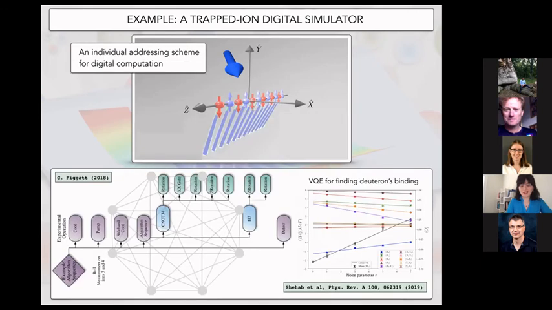Now you can augment this setup with a set of individual beams that are addressing these ions separately. And if you have such a setup, then you can make this system a digital computer. So in terms of a universal set of gates, you can perform any quantum simulation on this hardware. And this is an example, again, from the collaboration between Oak Ridge and University of Maryland, where you look at the variational quantum eigensolver for finding the deuteron binding energy.